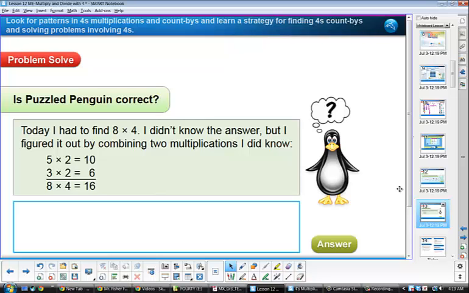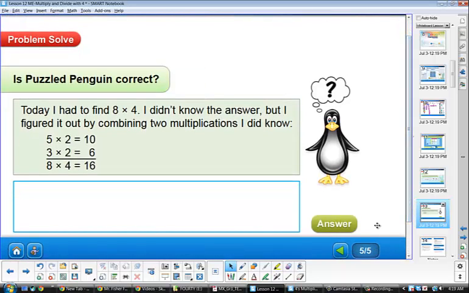Poor Puzzled Penguin. Let's go ahead and look at the answer because I want you to see the wording of this answer. So it should look similar on your paper. So if you haven't pushed pause, you better push pause so you can write down the answer. And then push play. Okay, the answer. He did not do it correct. It should have been 5 times 4 equals 20, and 3 times 4 equals 12. 20 plus 12 equals 32.